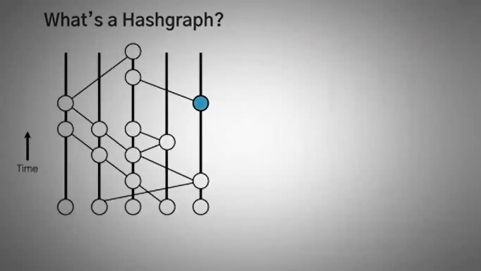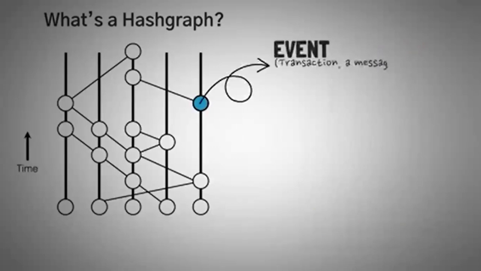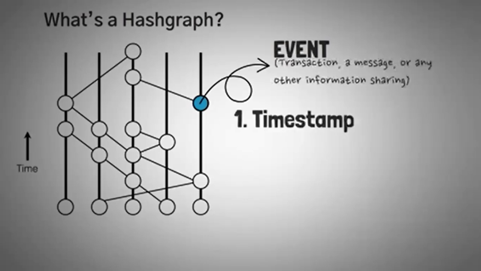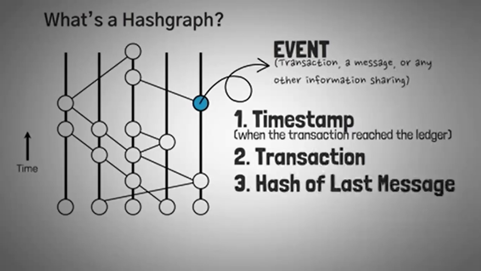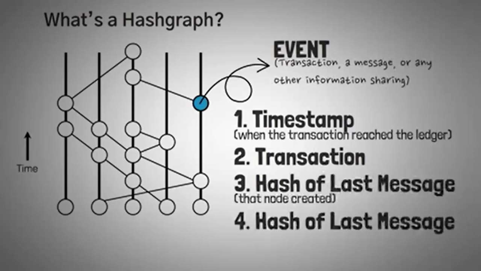Now, what a hash graph does is make sure that every event on the hash graph shows up in the ledger, which can be a transaction, a message, a smart contract, or any other form of information sharing. And it usually has these four things. Number one, a timestamp of when the transaction reached the ledger. Number two, the transaction itself, whatever that transaction was. Number three, the hash of the last message created by the node. And number four, the hash of the last message created by the node that sent them this message.